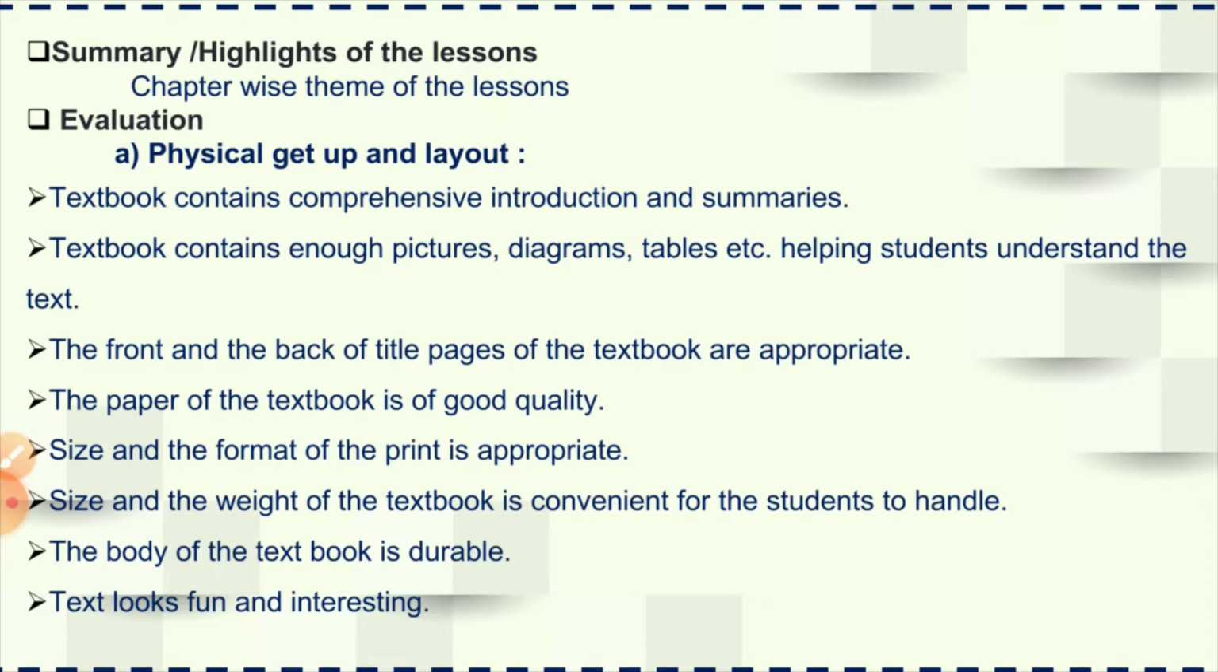For example, whether the textbook contains comprehensive introduction and summaries or not. Each chapter of the textbook should have an introduction and summary. So you have to see how many chapters contain an introduction and how many contain a summary. If a particular chapter has an introduction but no summary, you can mention it. If all the chapters do not have summaries, you can mention it there. For all these points you can supplement your examples as and where you come across.